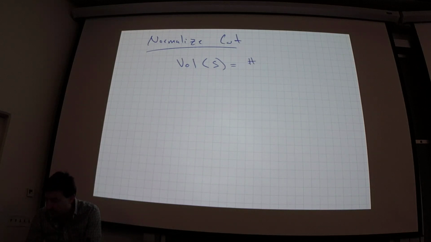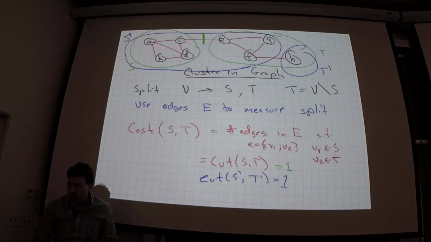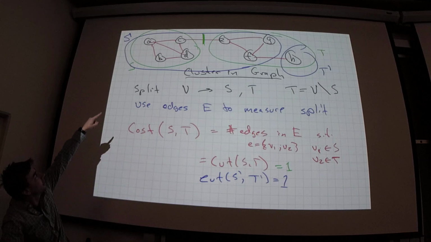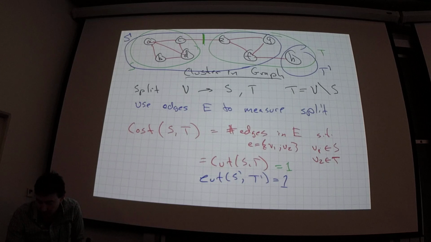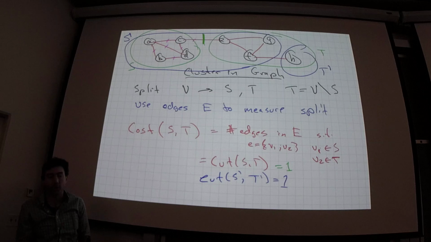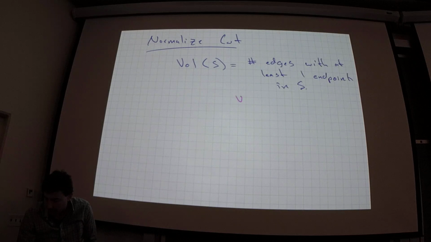Okay, this is going to be the number of edges with at least one endpoint in S. So if I go back here, the volume of S is going to be 1, 2, 3, 4, 5, 6. I count the one that's only half in, right? So the volume of S is equal to 6.